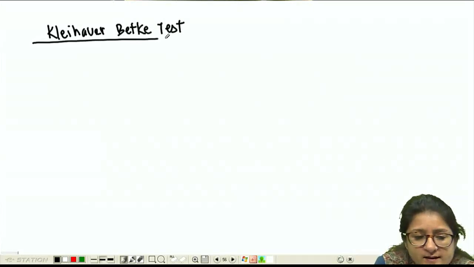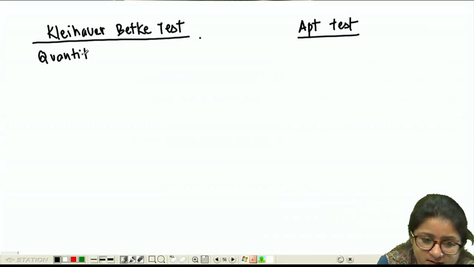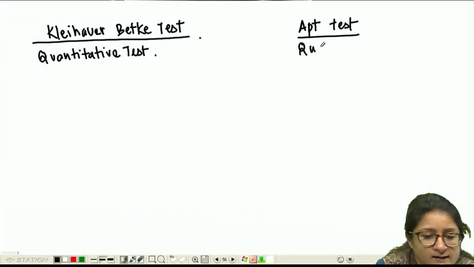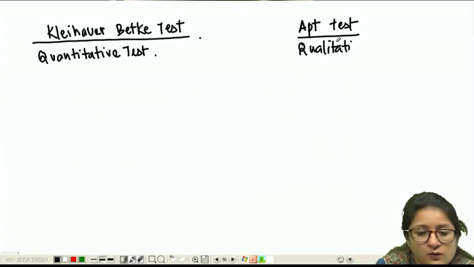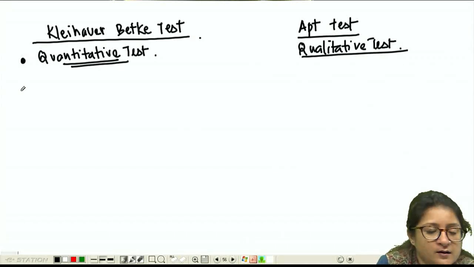So we have two types of tests, just for comparative purposes. We have the Kleihauer-Betke test and the APT test. The Kleihauer-Betke test is a quantitative test, okay? And the APT test, on the other hand, is a qualitative test. It only tells us whether the blood is fetal or maternal, and the quantitative test will give us the exact amount of RBCs. We count the RBCs here.